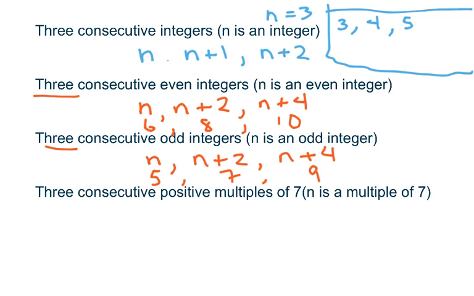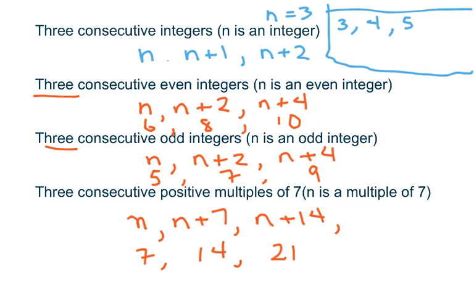Okay, so if I have 3 consecutive positive multiples of 7, my first integer is going to be n, and I have to say start with 7. The next one would be n plus 7. The next one would be n plus 14. What would the next one be if we did 4? n plus 21, right? So let's say we start with 7. Add 7 to that, you get 14. Add 14 to 7, and you get 21. So it's 3 consecutive positive multiples of 7.